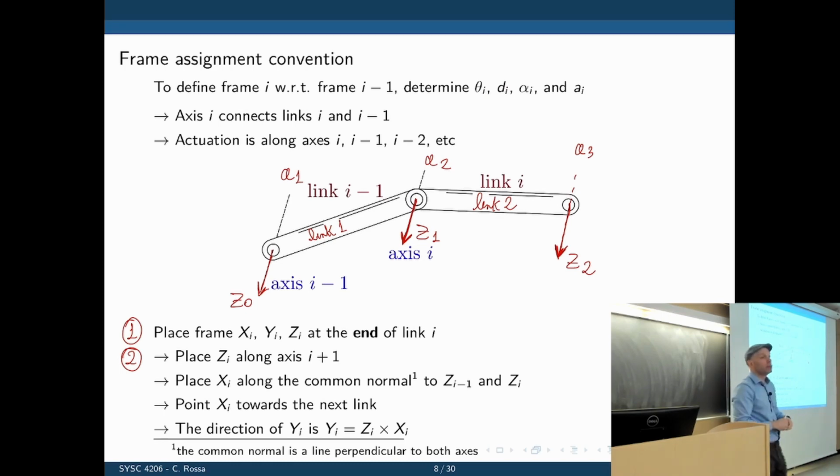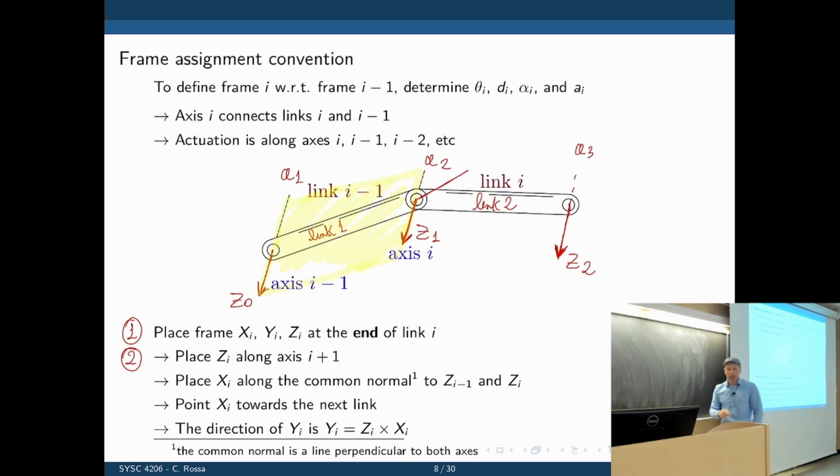What's the only solution there? 90 degrees between both of them. Oh, sorry, it goes by common normal, not perpendicular. Right, so it has to be on the plane that is formed by Z0 and Z1. So the only solution is to place it like that. It will align with link 1. It is on the plane formed by these two axes, so it crosses Z1 and crosses Z0 at a 90-degree angle.